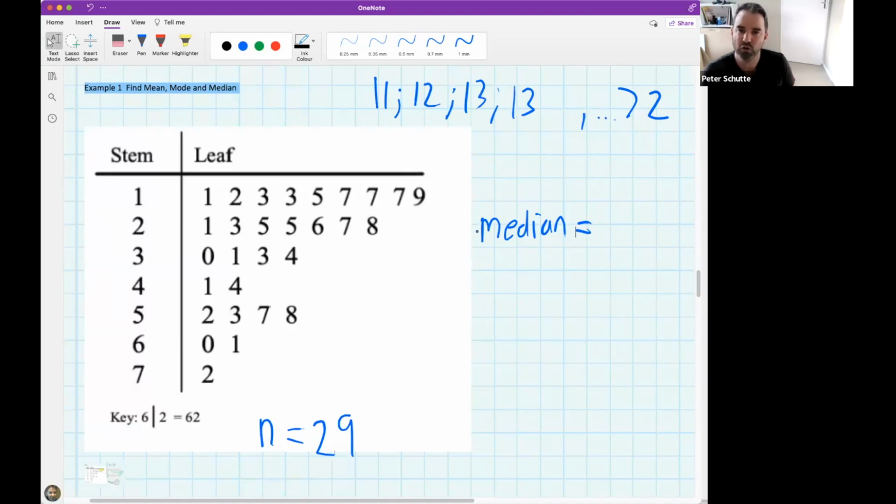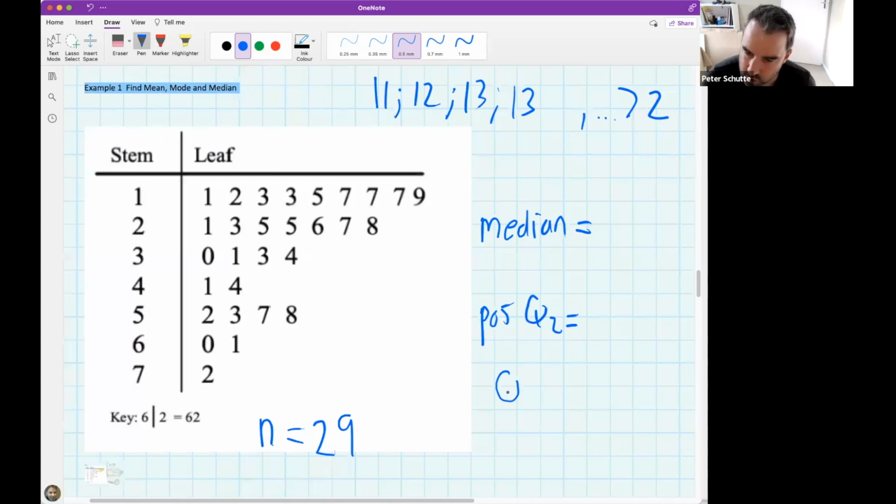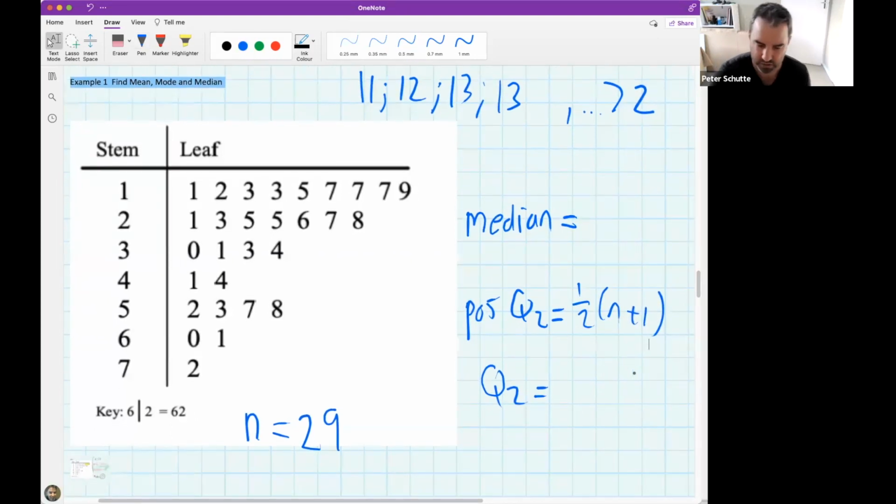Off we go. Use what I showed you earlier. I would advise using the position calculation. So first of all, you find the position of the median, and then once you've got its position, you can write down what the median is. And I'll just give you the position calculation formula to start with.